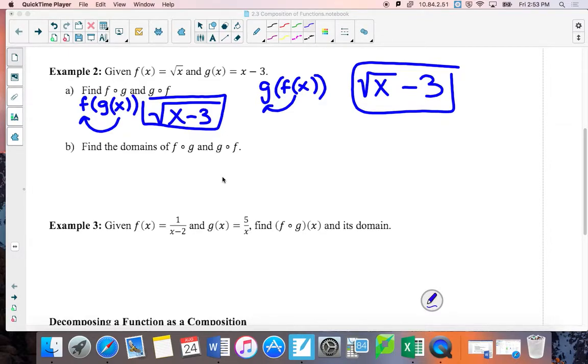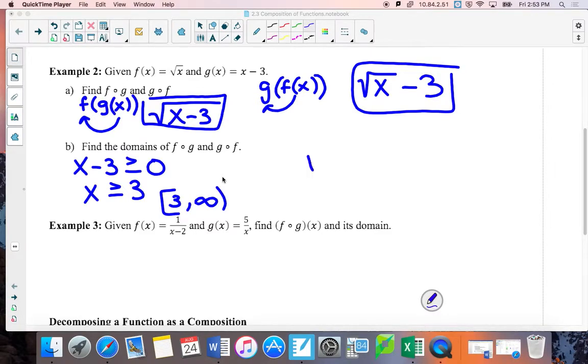The second part, we want to find the domains of each of those. So the domain of the first guy, remember, square roots have to be greater than or equal to 0. So the inside bigger than or equal to 0. X has to be bigger than or equal to 3. So interval notation, 3 to positive infinity.